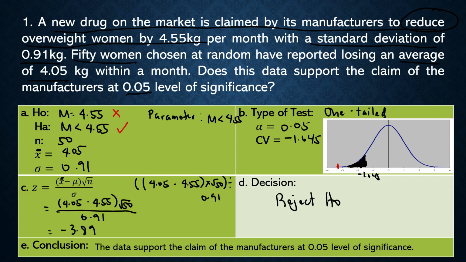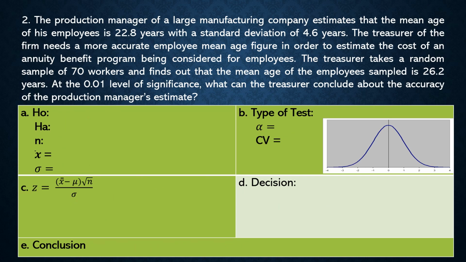Let us now try another example. The production manager of a large company estimates that the mean age of his employees is 22.8 years with a standard deviation of 4.6 years. The treasurer of the firm needs a more accurate employee mean age figure in order to estimate the cost of an annuity benefit program being considered for employees. The treasurer takes a random sample of 70 workers and finds out that the mean age of the employees sampled is 26.2 years. At the 0.01 level of significance, what can the treasurer conclude about the accuracy of the production manager's estimate? Let's start with the parameter.